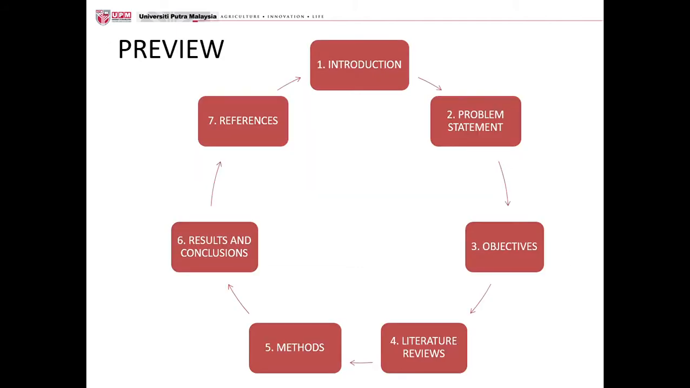So this is the preview of what I'm going to present today. First, I'm going to explain a little bit about the introduction for this study, and I'm going to state the problem statements, the objectives, and the literature reviews. Then I'm going to explain a little bit about the method that the researcher used in order to obtain the data and interpret the data, and we'll also discuss the results and conclusion and some references.